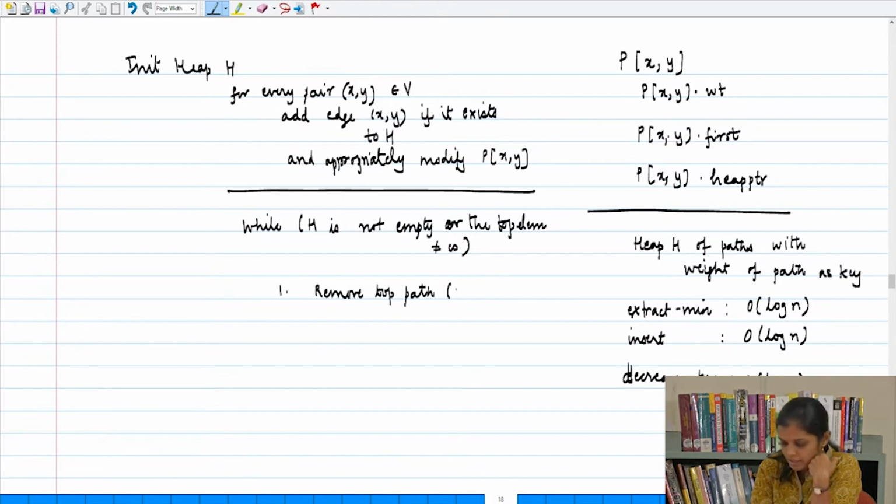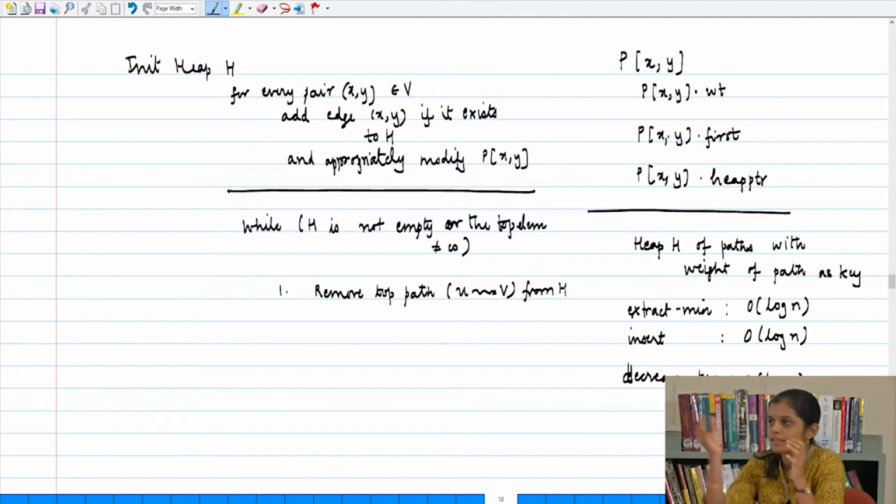Let's call this path u to v from h. Now my claim is that this path can be of two different types in a generic setting. What are the two different types that come to your mind? Optimal or not optimal? This is one kind of classification that comes to your mind, and this could happen, right?